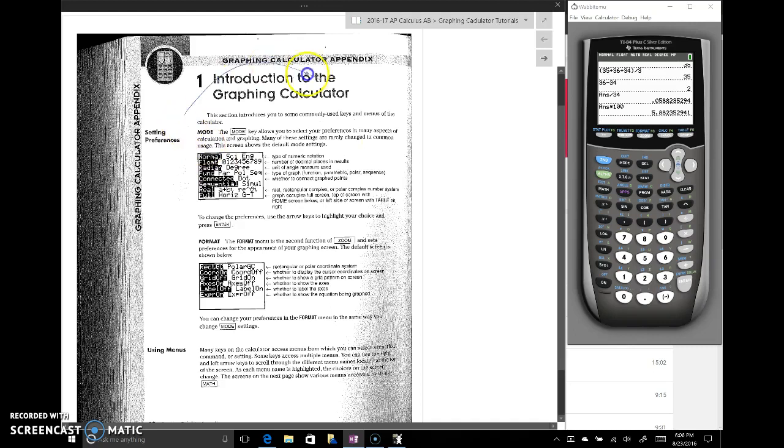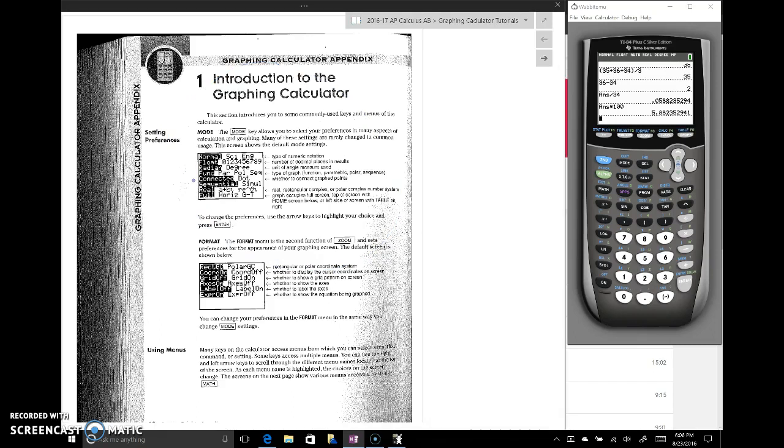In my OneNote, you've got the document here that we're looking at, and it shows you all the key presses and gives you a lot more explanation for what's going on. So if you find something that we're going over that you need more in-depth help with, your first place to go would be to read these sections more carefully.